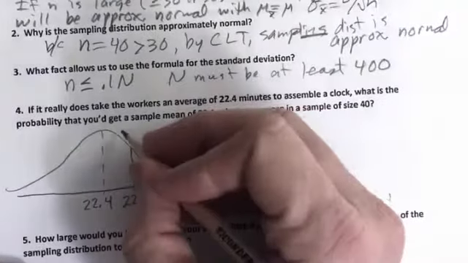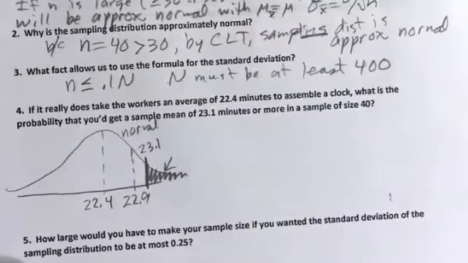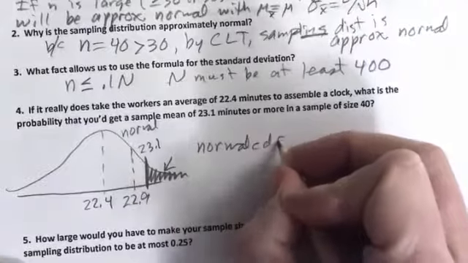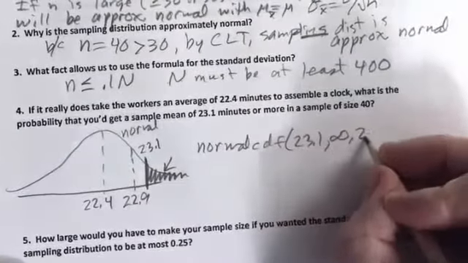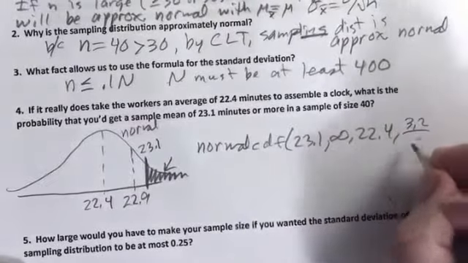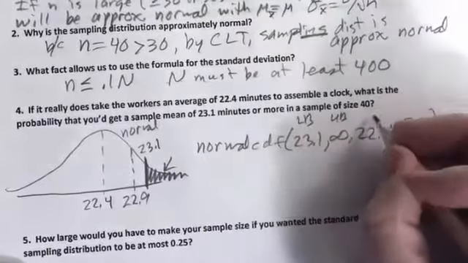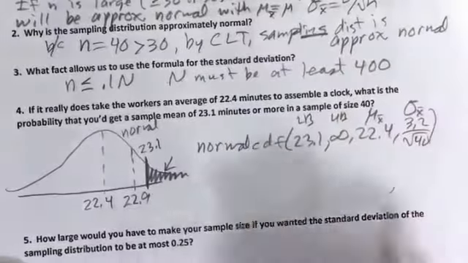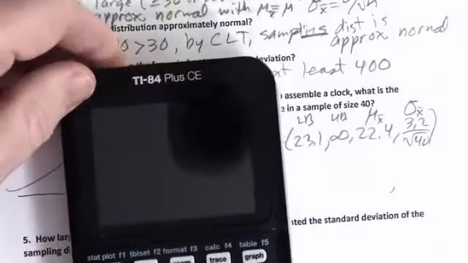And so this is a normal curve. And once again, why is it normal? Because our sample size is bigger than 30. And so we can use normal CDF. So I'm going to write normal CDF from 23.1 to infinity. Our mean is 22.4, and our standard deviation is going to be 3.2 divided by the square root of 40. Label this as lower bound, upper bound, mu of my X bars, sigma of my X bars, like that. And that would be properly showing your work. Please label it like that, just like we've been doing since chapter 2.